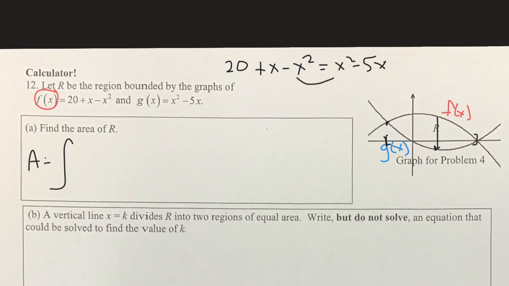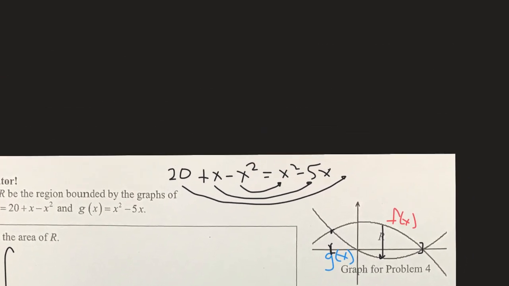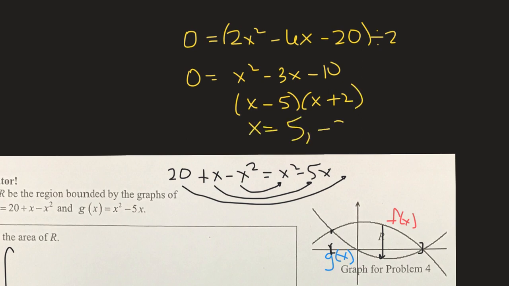So let's get all of our x squareds on this side. In fact, let's make our quadratic with everything on the right. So we have 0 on the left now, and I have 2x squared, and I have minus 6x, and minus 20. Okay, so everything is on the right. I notice that I can divide all these things by 2, right? They're all even numbers. So let's simplify this even further by dividing everything by 2. So now I have a pretty factorable quadratic. This factors to x minus 5 and x plus 2. So my intercepts are positive 5 and negative 2.